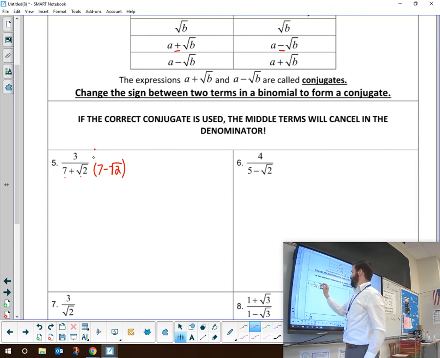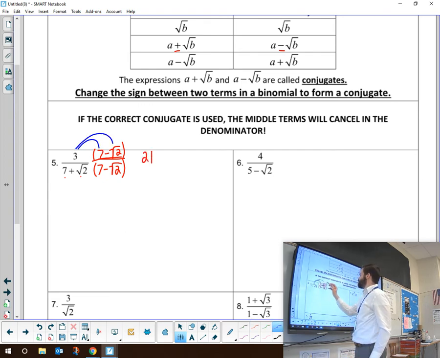I'm also going to multiply the top by 7 minus square root of 2. So it stays even. So there's my fraction. Let's start off by multiplying the top. We're going to go 3 times 7. That's just 21. Then we're going to go 3 times square root of 2. That's just going to be minus 3 square root of 2.